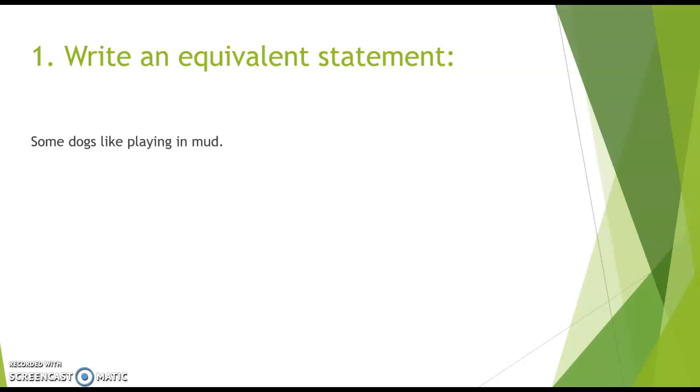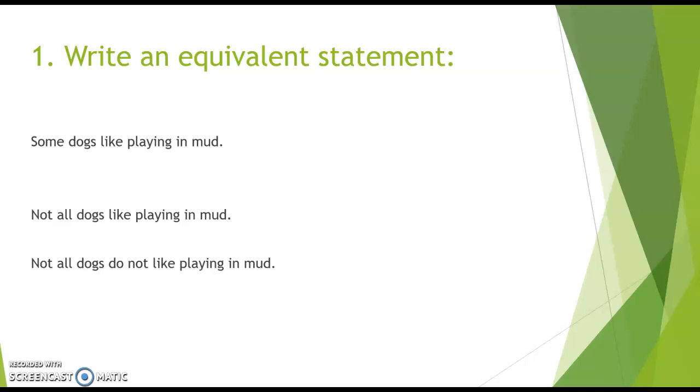So let's do that, writing an equivalent statement. Some dogs like playing in mud. That is the statement. Now, if you think about an equivalent statement, we can't say all dogs like playing in mud, because they don't. We know that only some dogs do. So we could say not all dogs like playing in mud, right? Because if we know that some do, that's not all. Then we could also say not all dogs do not like playing in mud, because some dogs do, right? So we have two different ways of writing an equivalent statement. And you'll notice that we use the word not, which kind of implies a negation.